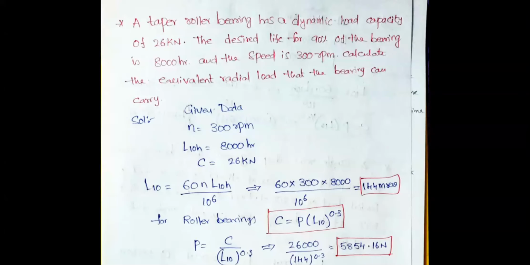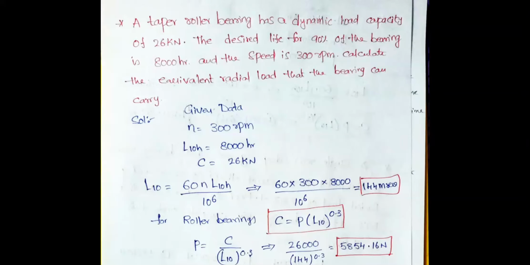So first calculate the L10 value. L10 is the rated life of a bearing in terms of million revolutions. You already have the relation L10 equal to 60 into n into L10H by 10 power 6. N value is known and L10H value is known, so automatically you will get the value of L10.